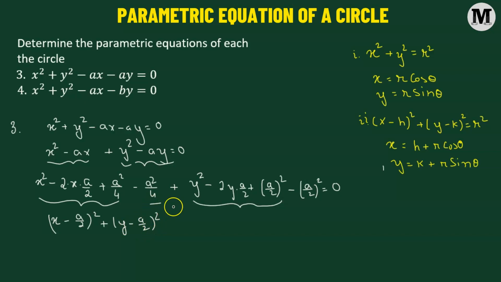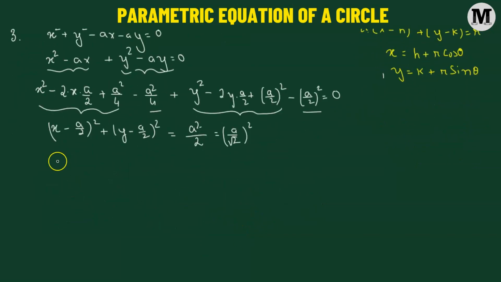And we can transpose negative a squared over 4 and negative a squared over 4 to the right hand side to get a squared over 2. Fine. That means a squared over 2, or simply put, this is a over square root of 2 whole squared. So now we have the coordinate of the center, h comma k. So that's going to be a over 2 comma a over 2.